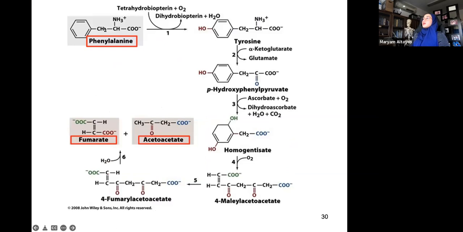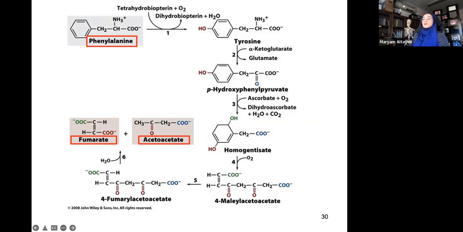All right. So now when we say an amino acid is both ketogenic and glucogenic, what does that mean? For example, we said FIT, so the P is for phenylalanine. We said phenylalanine can be converted to tyrosine, you need THB, right? The defect in this enzyme gives us phenylketonuria. So you don't have to know this whole thing, but just know that throughout this whole process, eventually you can get fumarate and you can get acetoacetate.